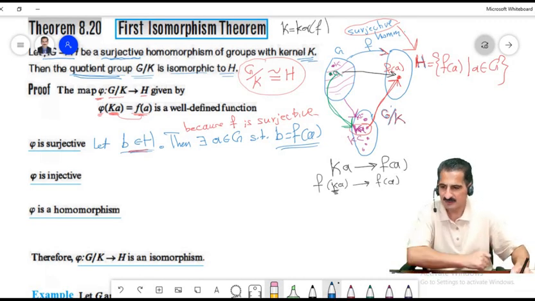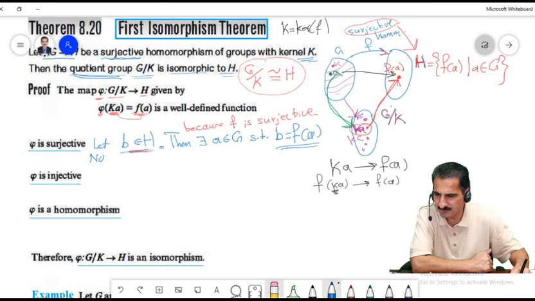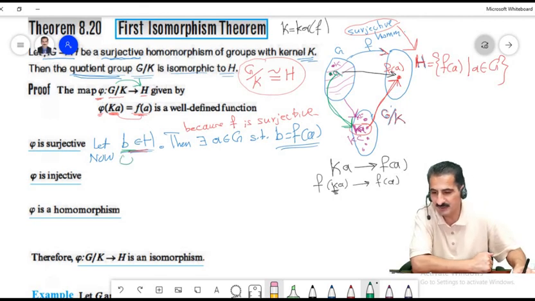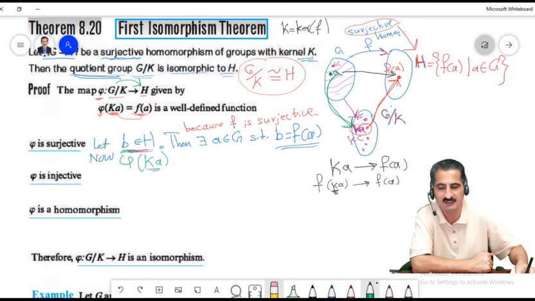Okay, now we want to show phi is surjective. Phi goes from G over K to H, and we chose an element in H. We want to show there is a pre-image for it inside G over K. Now take phi of Ka. So I got the coset here, it is Ka, and simply by definition it is F of a. And F of a is b, and then we are done.